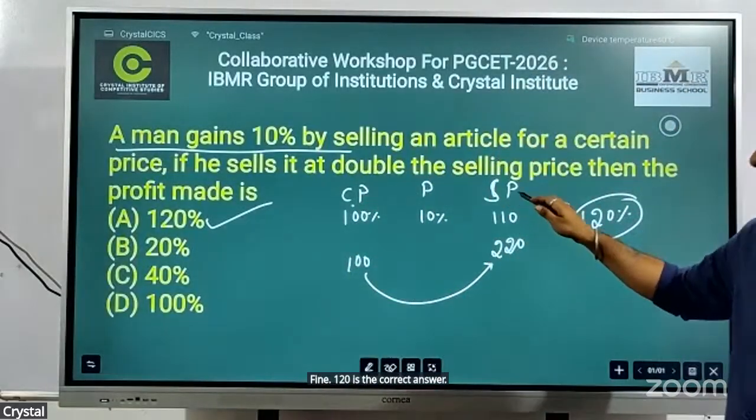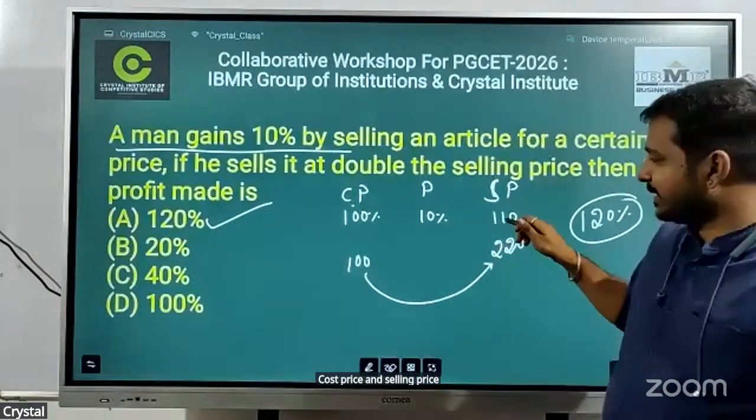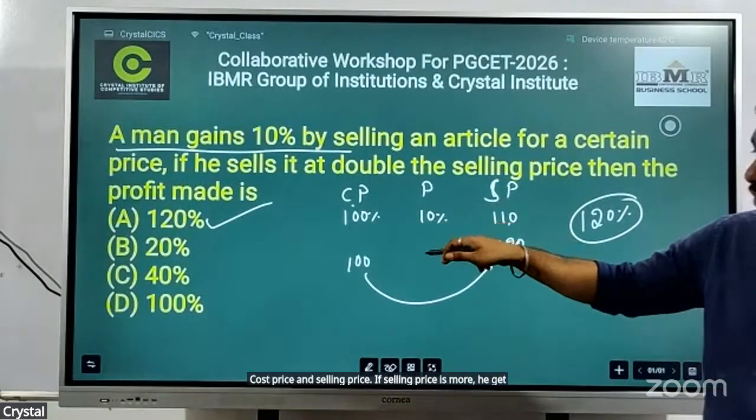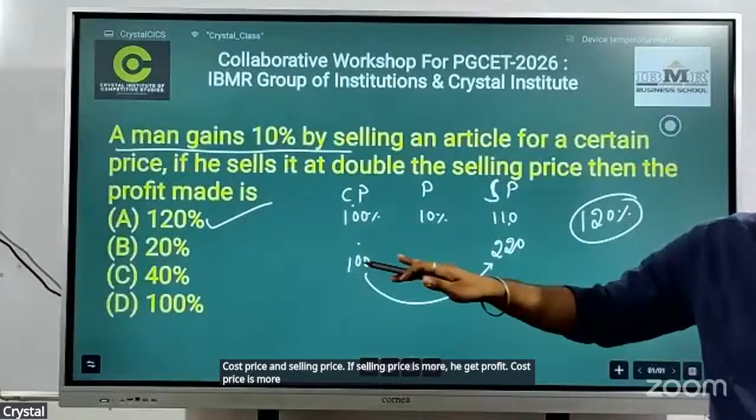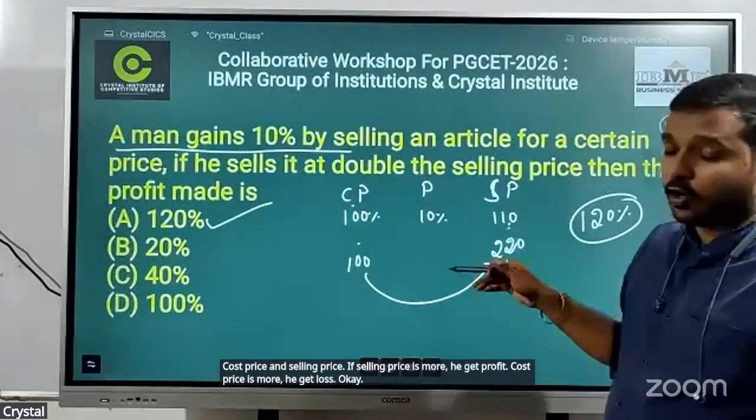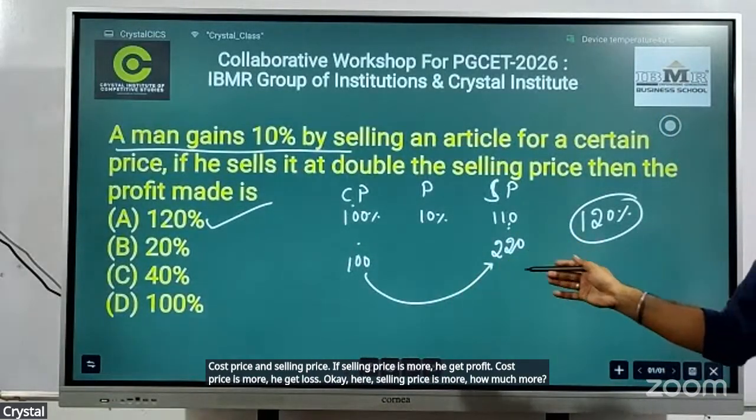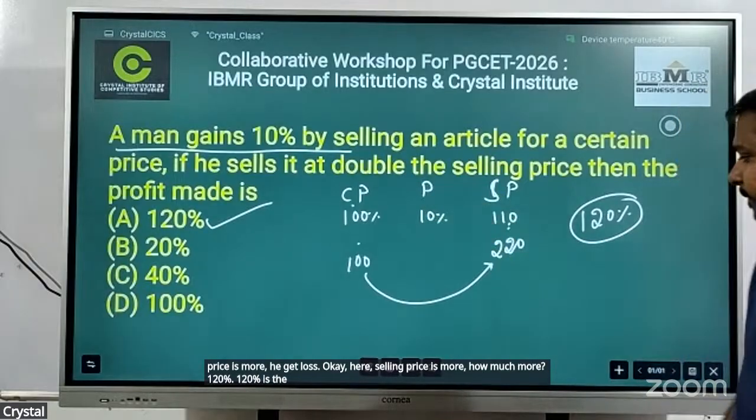Cost price and selling price: if selling price is more, he gets profit; if cost price is more, he gets loss. Here selling price is more. How much more? 120%. 120% is the profit he made.